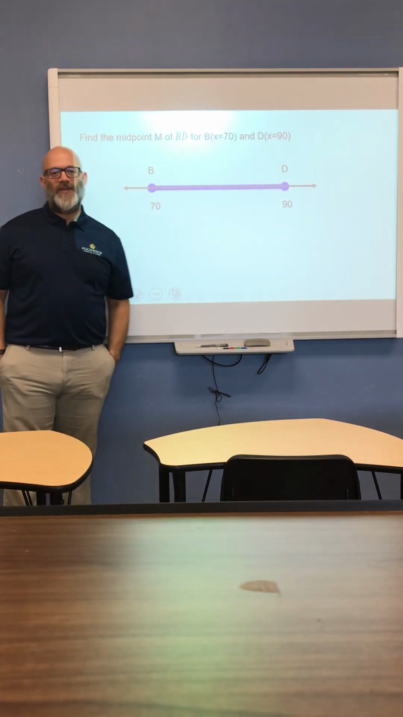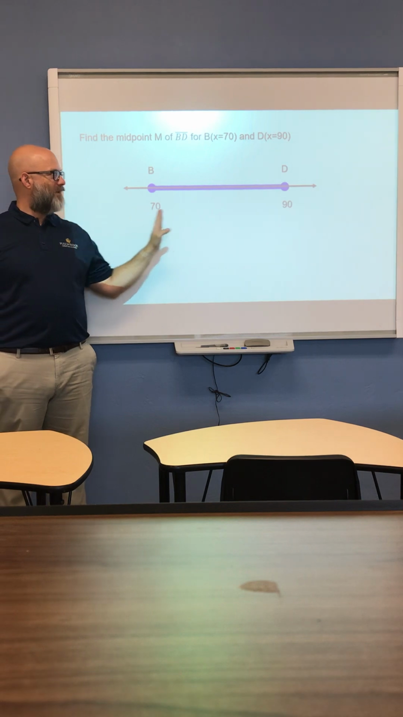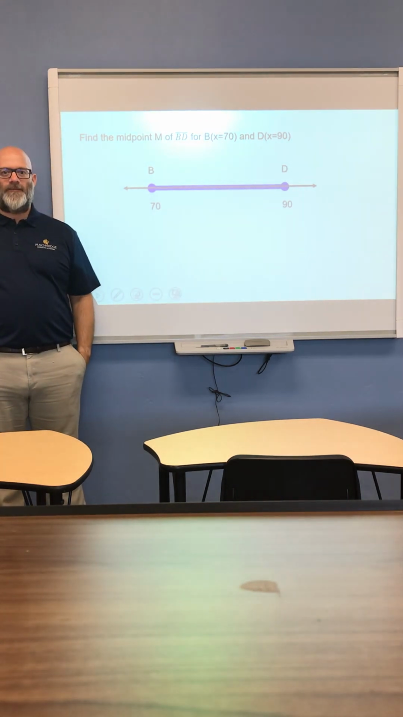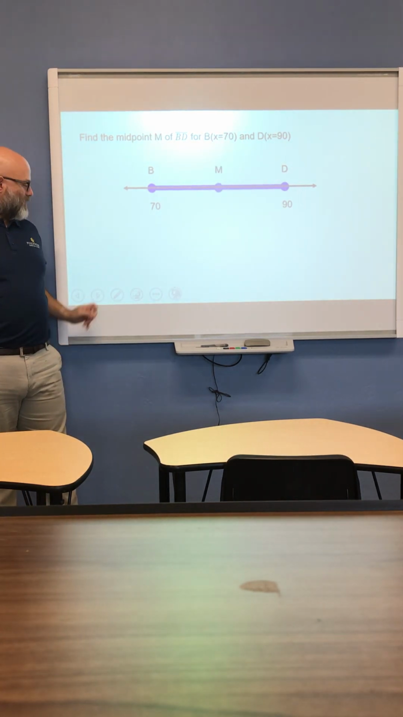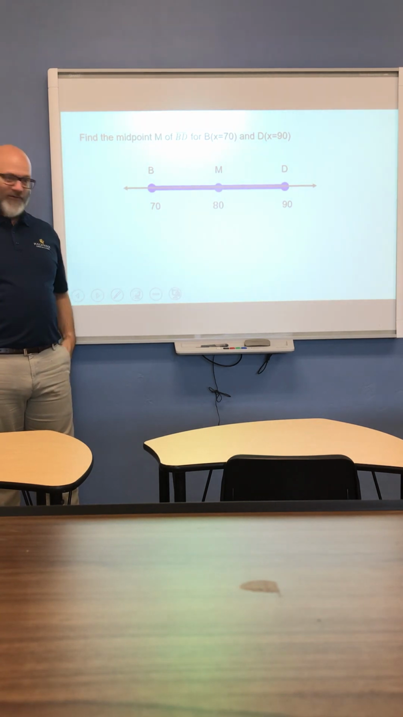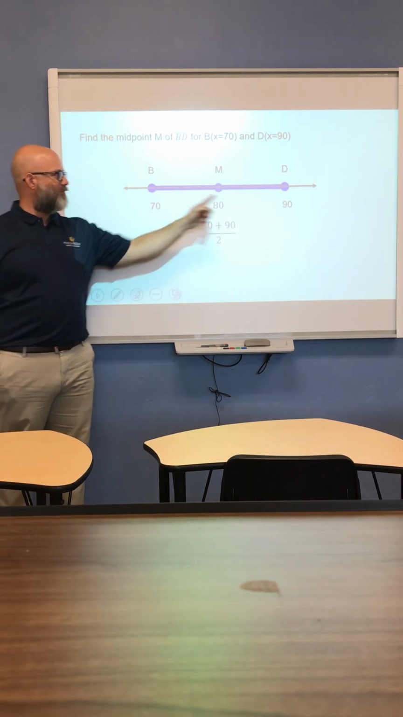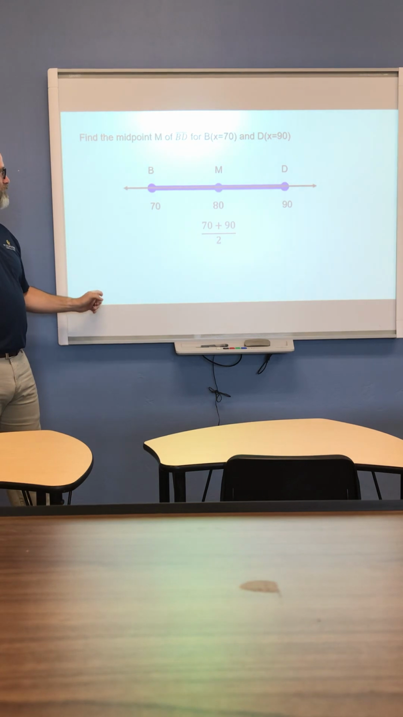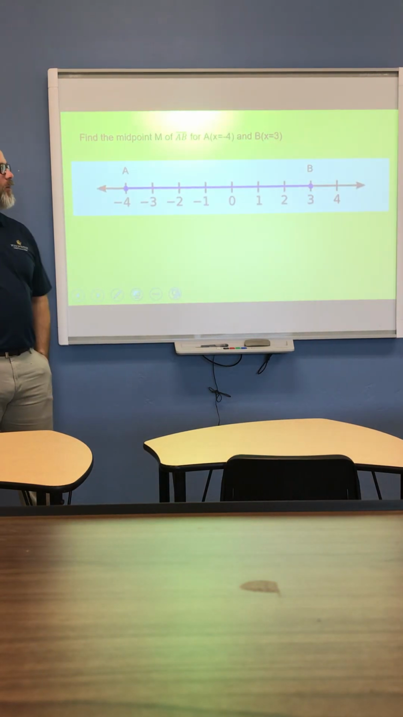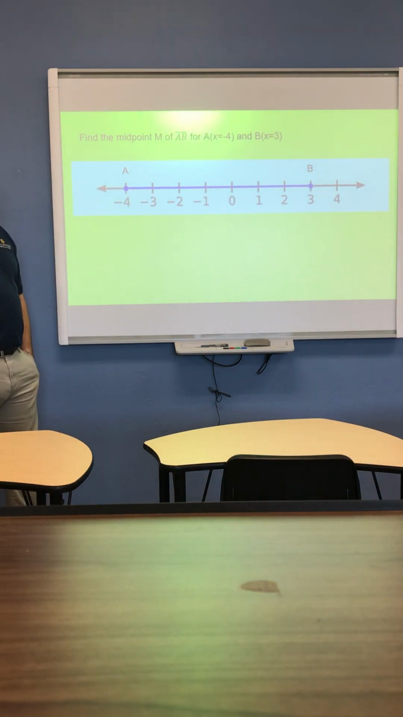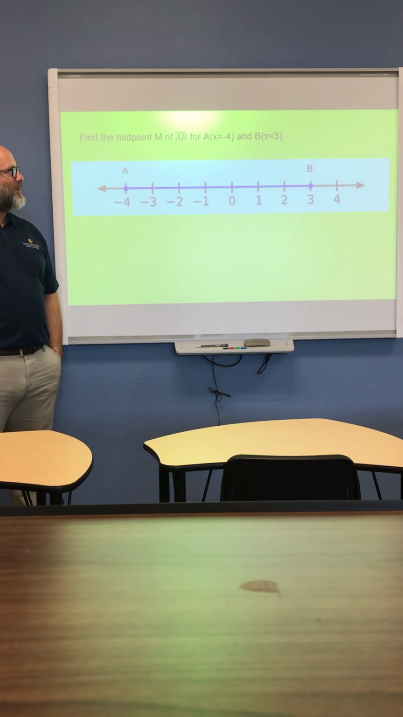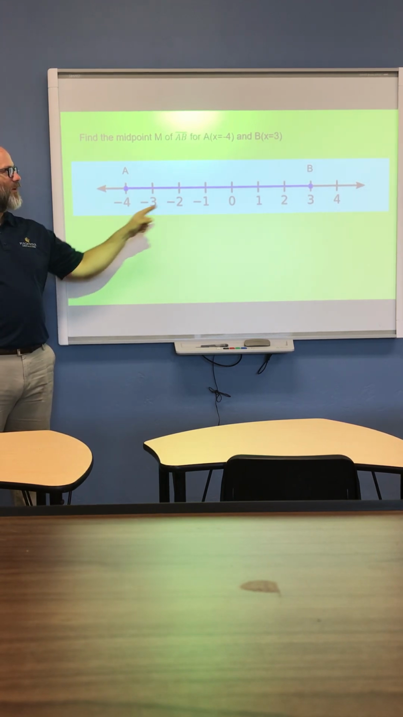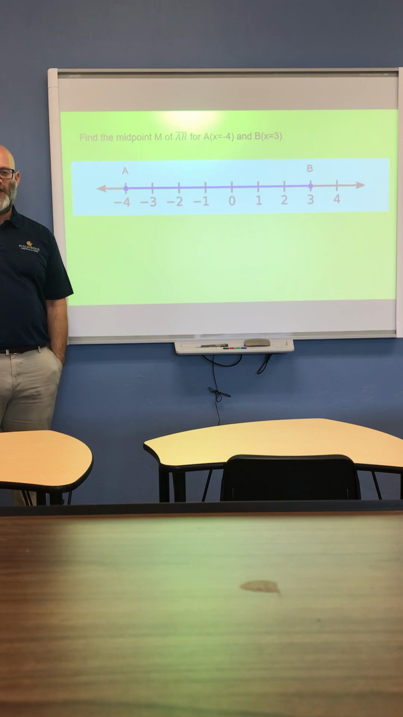All right, so how about this? What's the midpoint of line segment BD? It's going to be 80, obviously. How do we get it? 70 plus 90 divided by 2. All right, one more. We're going to find the midpoint M of AB when A equals -4 and B equals 3.